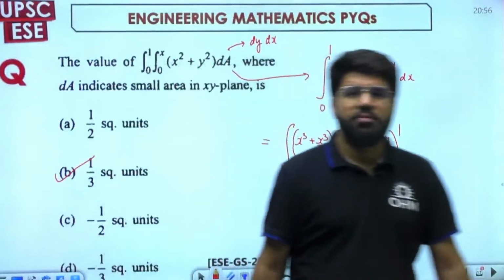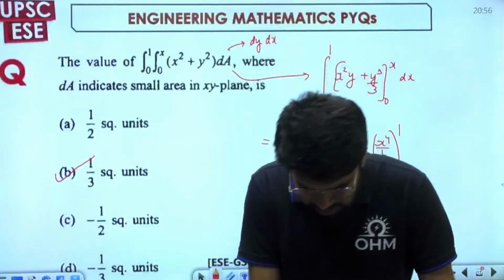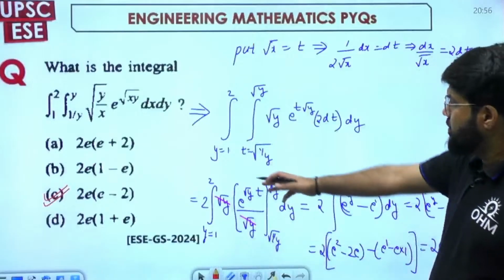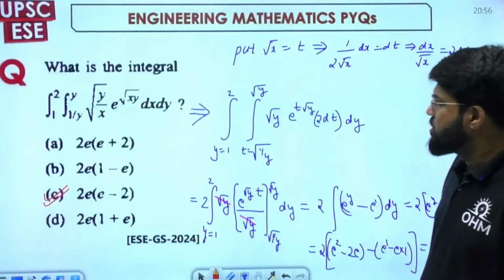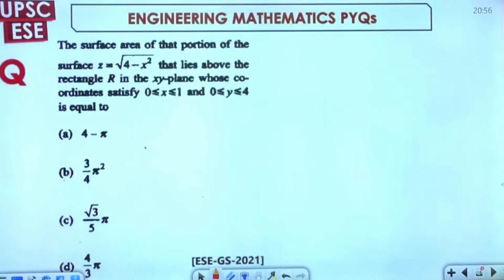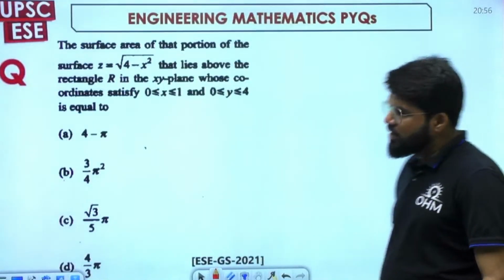Option number B. Simple one only. Simple double integral question. Okay. This is 2021. The earlier one was just the previous year question, 2024. So these are double integral based questions. Next one, 2021. Again, a good question.